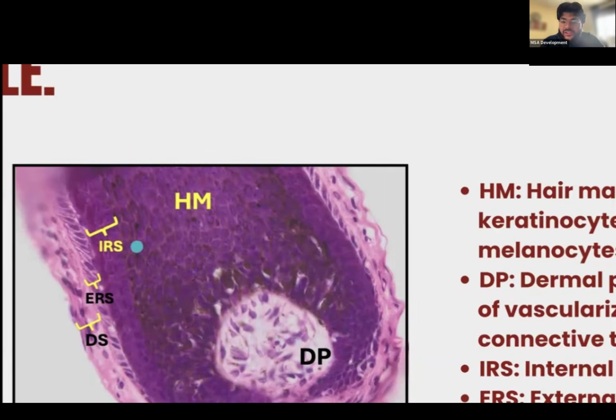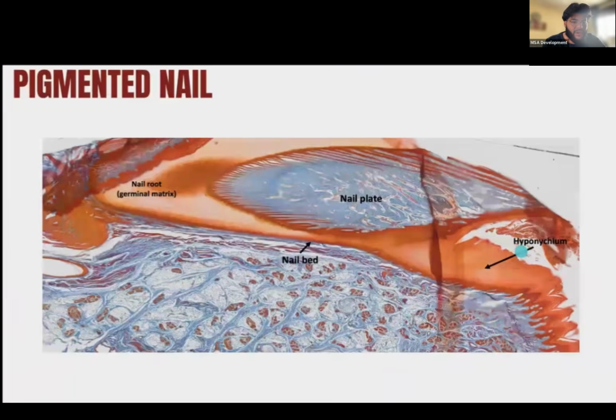Then you have the internal root sheath, which basically surrounds the growing hair shaft inside the follicle. Because you have an internal root sheath, you also have an external root sheath, which is the outer layer, continuous with your epidermis. And then you have the connective tissue that surrounds the whole thing, the hair shaft with the follicle. Okay, that's all you need to know about your hair follicle.